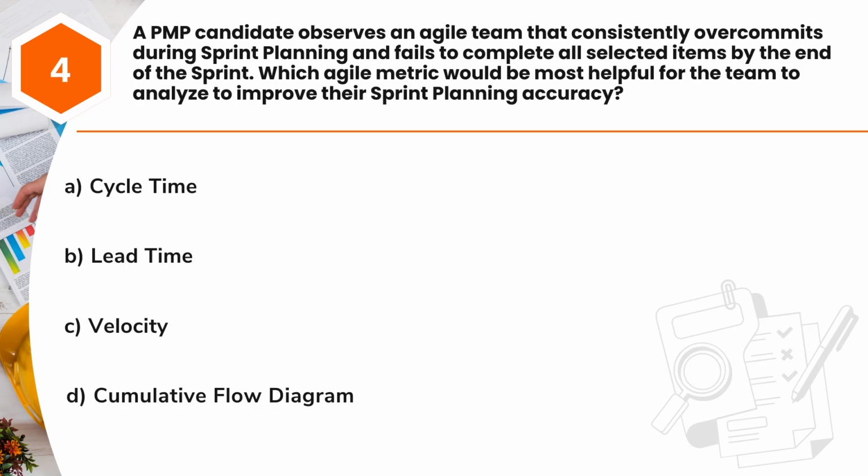Question 4. A PMP candidate observes an Agile team that consistently overcommits during sprint planning and fails to complete all selected items by the end of the sprint. Which Agile metric would be most helpful for the team to analyze to improve their sprint planning accuracy?